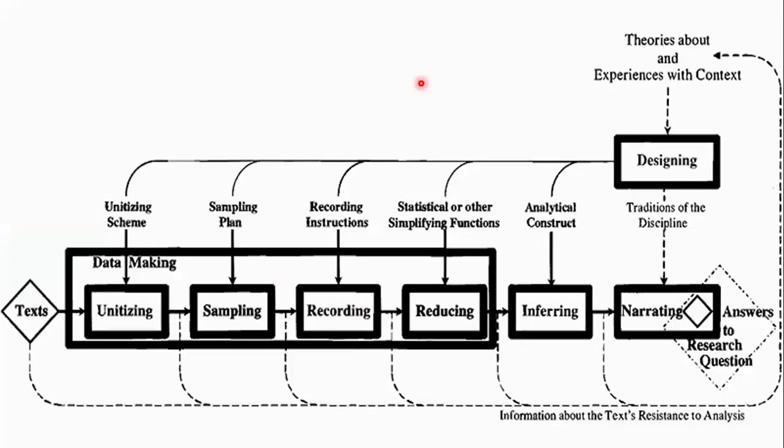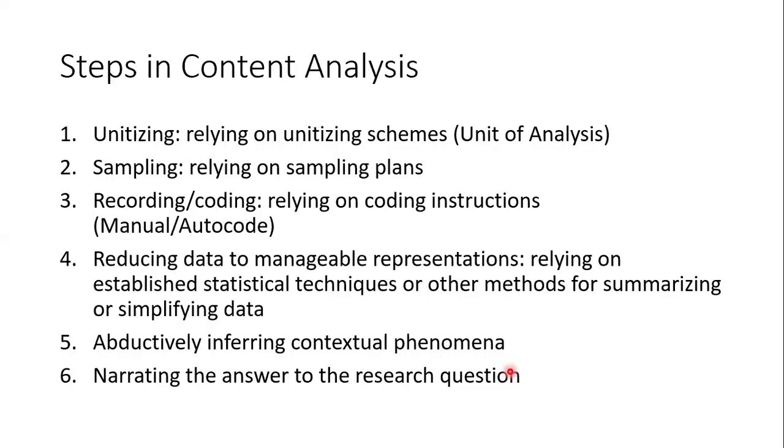So what is basically content analysis? Like thematic analysis, it also includes 6 steps, but there is a difference between these steps. The first one is unitizing, where you decide about the unit of analysis of your data. Then sampling, where you plan the sample scheme of your data, then you record, then you reduce, then you infer, then you narrate. So these are the 6 steps I will discuss in detail.